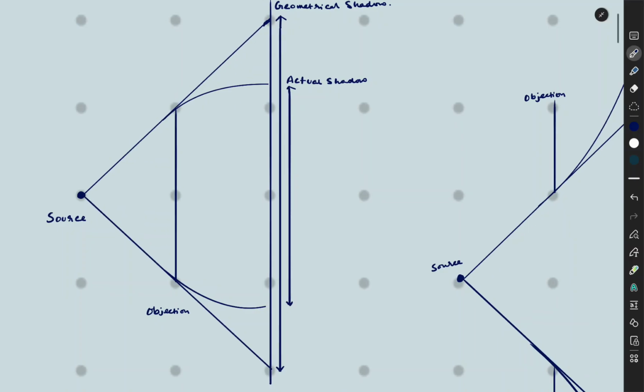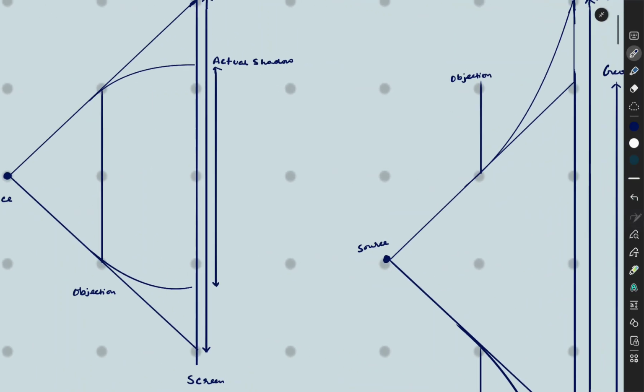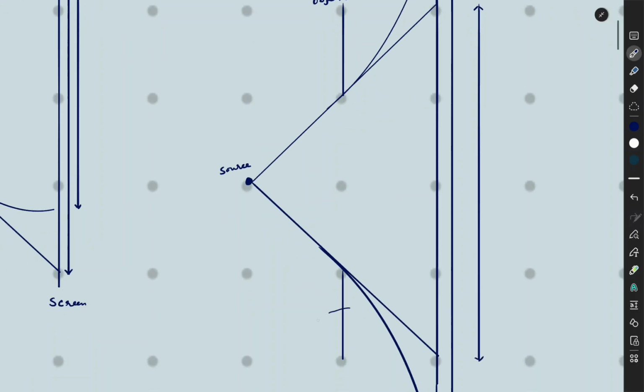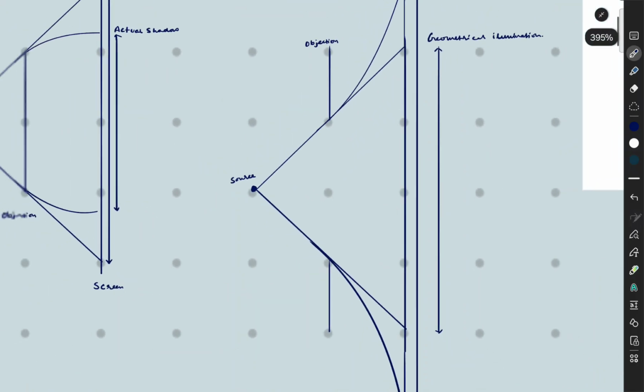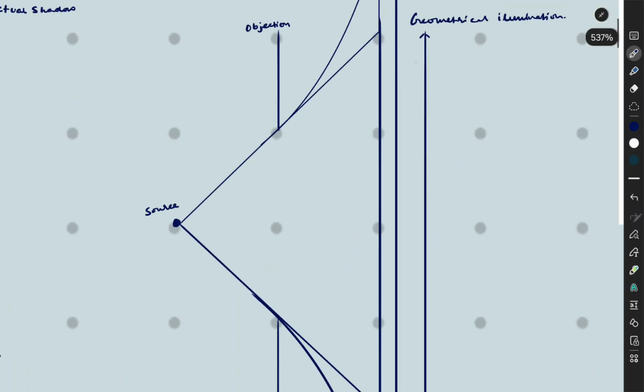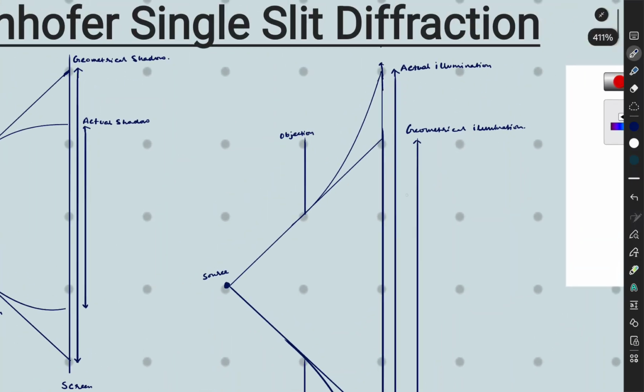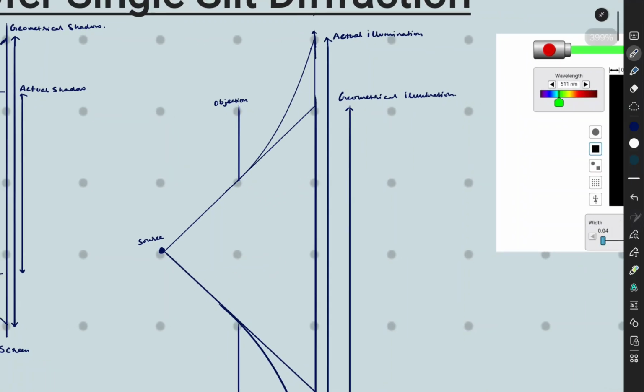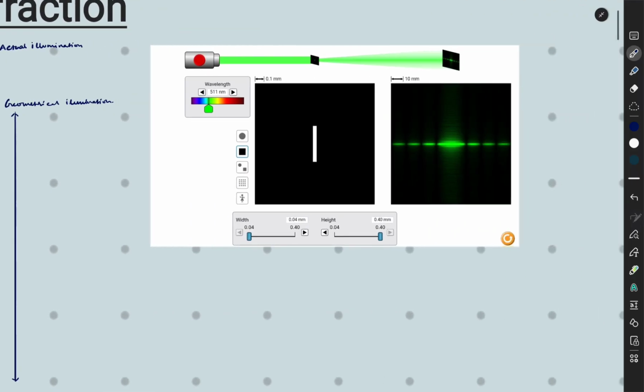So this is the case when the obstruction is in this position, and this is the case where the obstruction is kept like an opening. So we consider that this is the geometrical illumination, but in real life when we observe, we get that this is the actual illumination. So here also light bends like this.